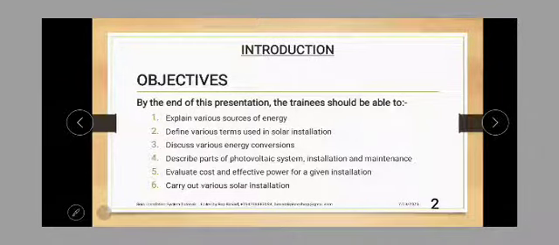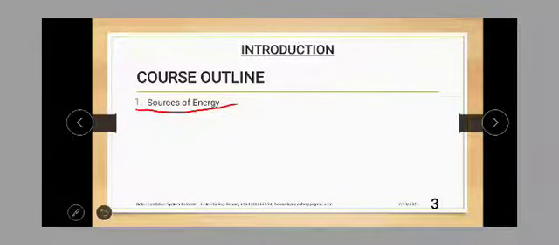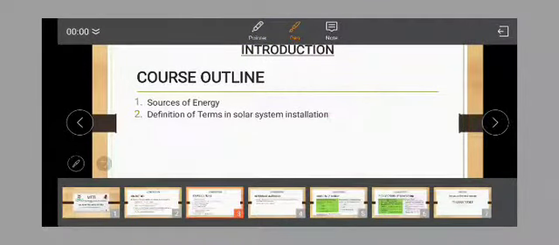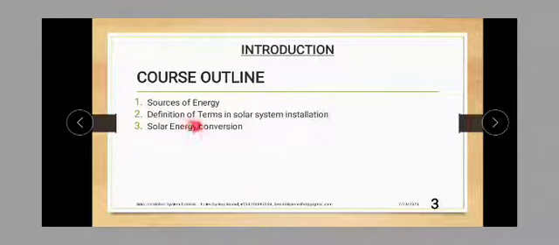Let us look at the course outline. The course outline is as follows. We have sources of energy, that is the first one. The sources of energy, we have several of them. Definition of terms in solar system installation, that is the second subtopic. We have also, number three, solar energy conversion.